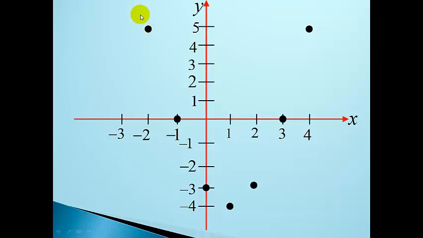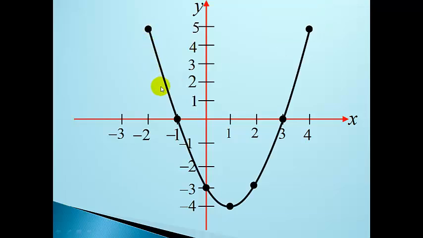Now we draw a curve passing through these points. It's a freehand graph, as shown.